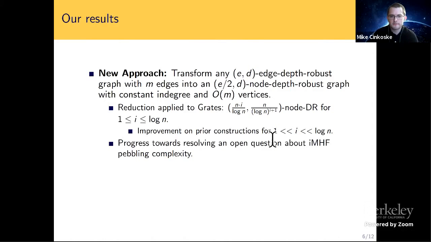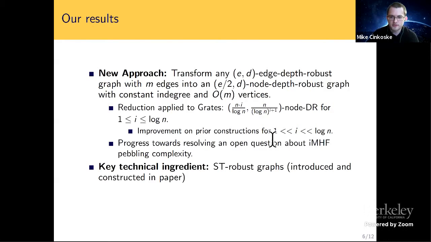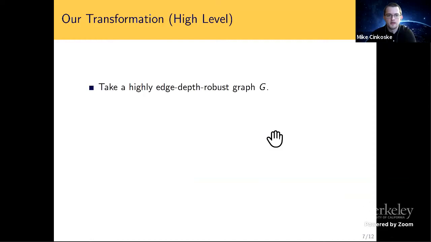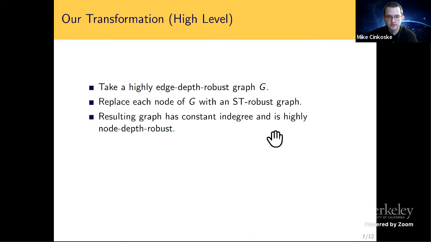And so to create this transformation, we introduce and define graphs that we call S-tier bus graphs. That'll be sort of our key technical ingredient in the transformation. And these S-tier bus graphs have additional applications to proof of space and what we call source to sink depth robust graphs. So the high level of our transformation is we take a highly edge depth robust graph and then replace each node of the graph with an S-tier bus graph. And then the resulting graph will have constant integrity and be highly node depth robust.